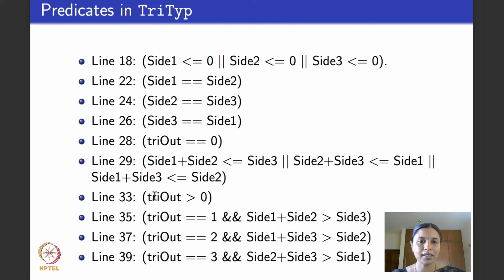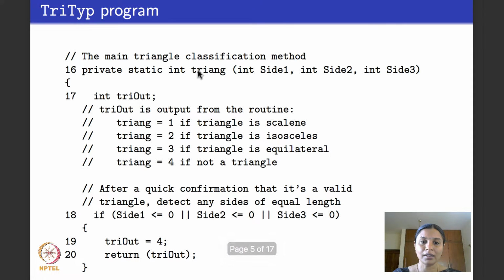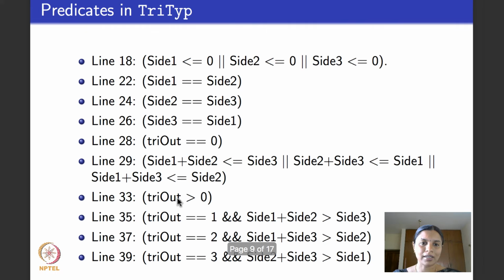But for predicates in lines 28 and 33, you have to be able to give a value of tryout. Where does tryout come from? Let's go back and look at the code. Tryout is an internal variable that belongs to this method, triang, which is the main triangle classification method. So these predicates in lines 28 and 33, which have only one clause dealing with tryout, deal with an internal variable. But what are the main inputs to the program? The three sides of a triangle.